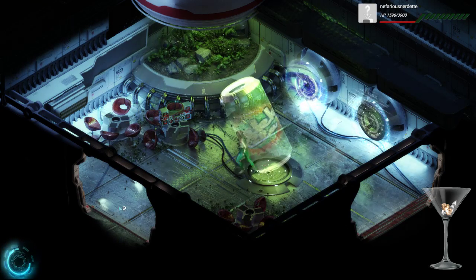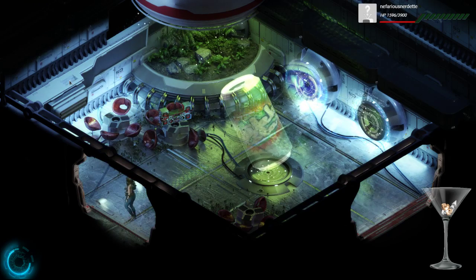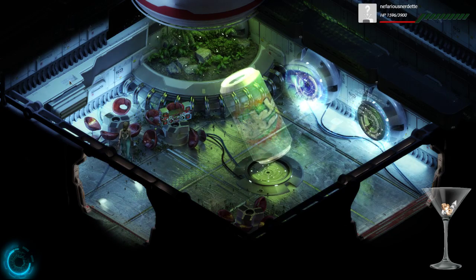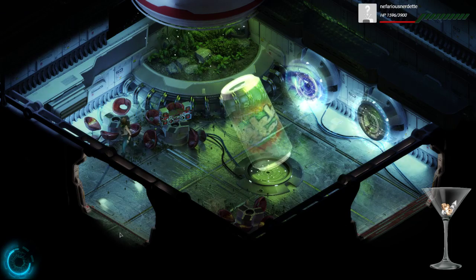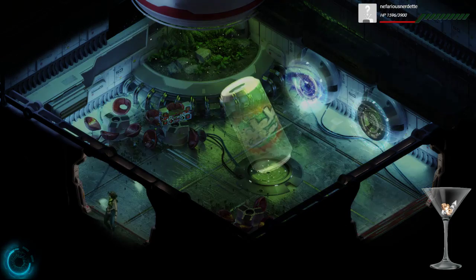Alright. Hey, wait, what is that? What is it? Why is this glowing? Is this another secret? No, I can't even get there. Alright, cool. What's in this room?